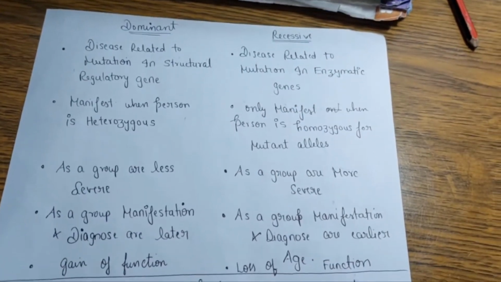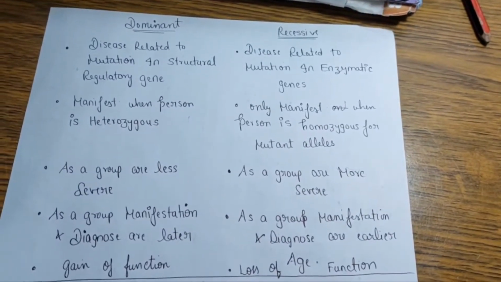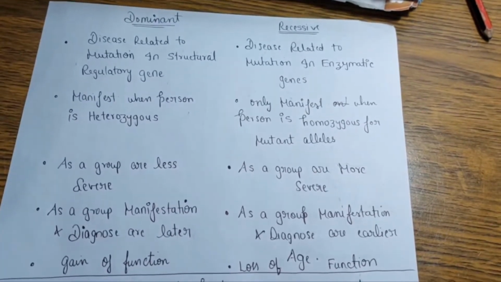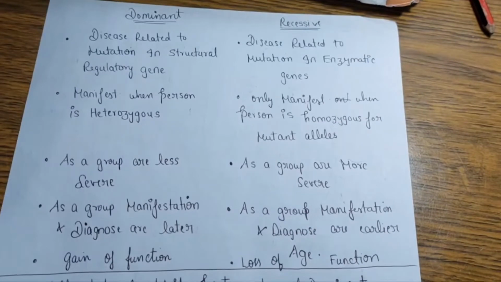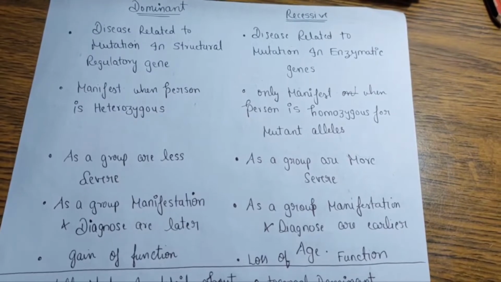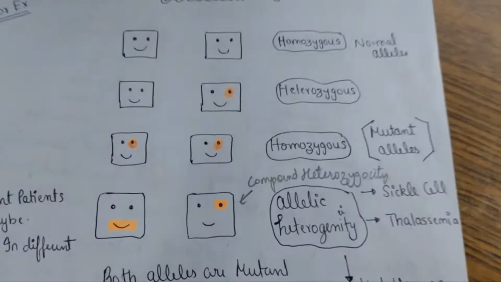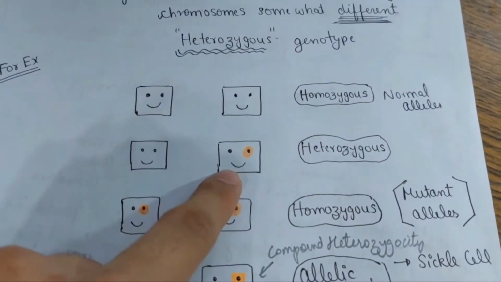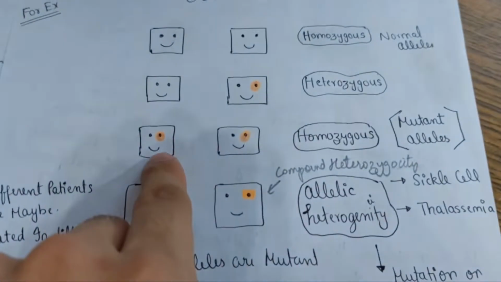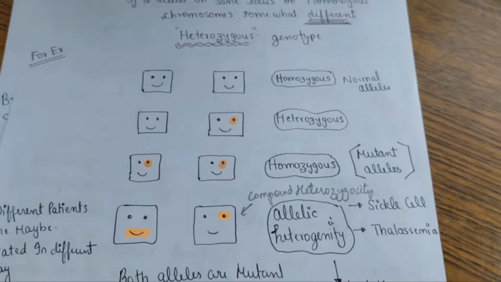Now, as a quick recap of autosomal dominant versus autosomal recessive diseases: autosomal dominant diseases are related to mutations in structural genes or in regulatory genes, whereas autosomal recessive disorders are related to mutations in enzymatic genes. Dominant disease manifests when the person is heterozygous, and recessive disorders manifest when the person is homozygous for mutant alleles. So this is the example of autosomal dominant where there is heterozygosity, and in recessive it will be homozygous for mutant allele, or it can also be allelic heterogeneity.